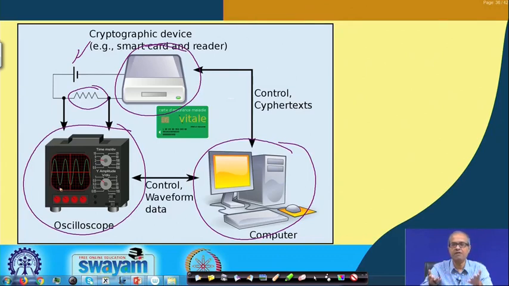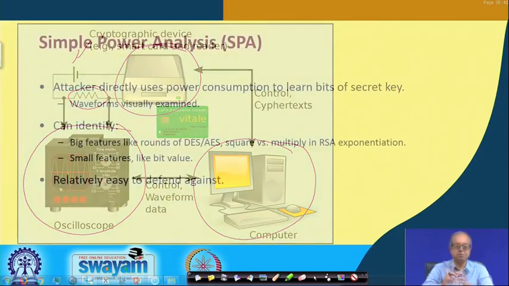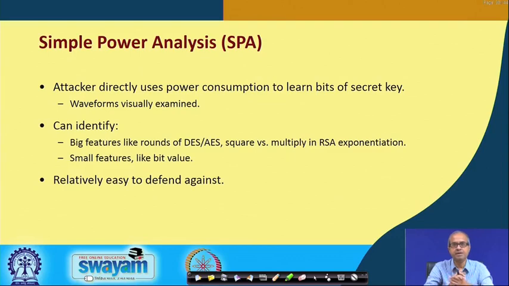Okay. Now, offline processing you can do using any language. For example, you can also do it in MATLAB if you want. So, in simple power analysis, we use the same power analysis setup that we showed to visually analyze and observe the waveform, and the attacker can directly get a lot of information about what is going on inside. Now, if the waveform is too complex, then it can be captured, transferred to the computer, and some processing can be done offline.